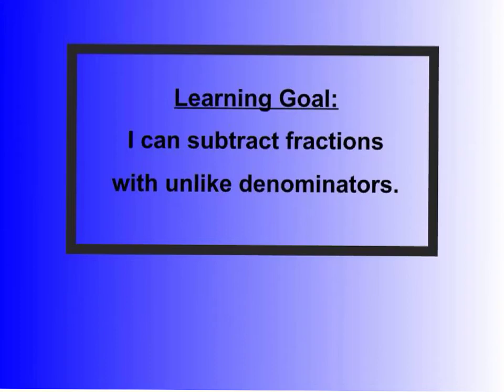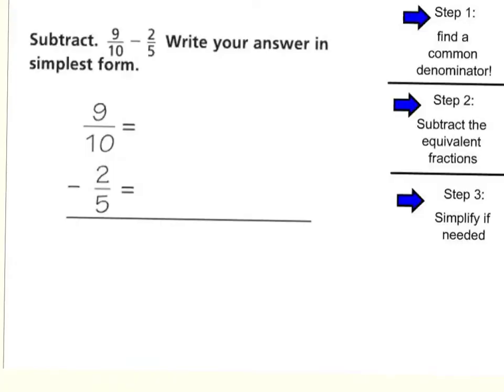Our learning goal for today is I can subtract fractions with unlike denominators. When you subtract fractions, you follow the same steps that you do when you're adding fractions with unlike denominators, except you subtract instead of add. So let's take a look at the problem 9/10 minus 2/5.